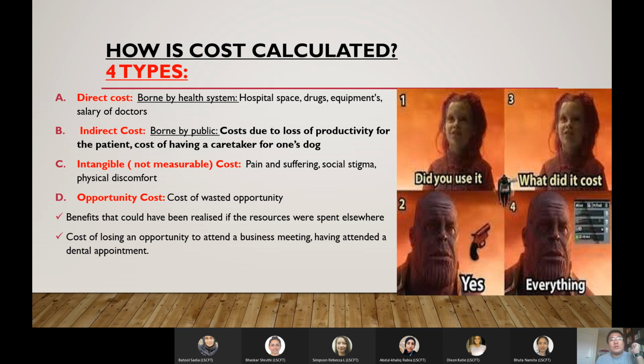A person has lost a mother. Because of that the person was not able to come to work. Which of the following methods can be used to calculate the cost? Direct, indirect, intangible cost, or opportunity cost? Intangible. Yeah.